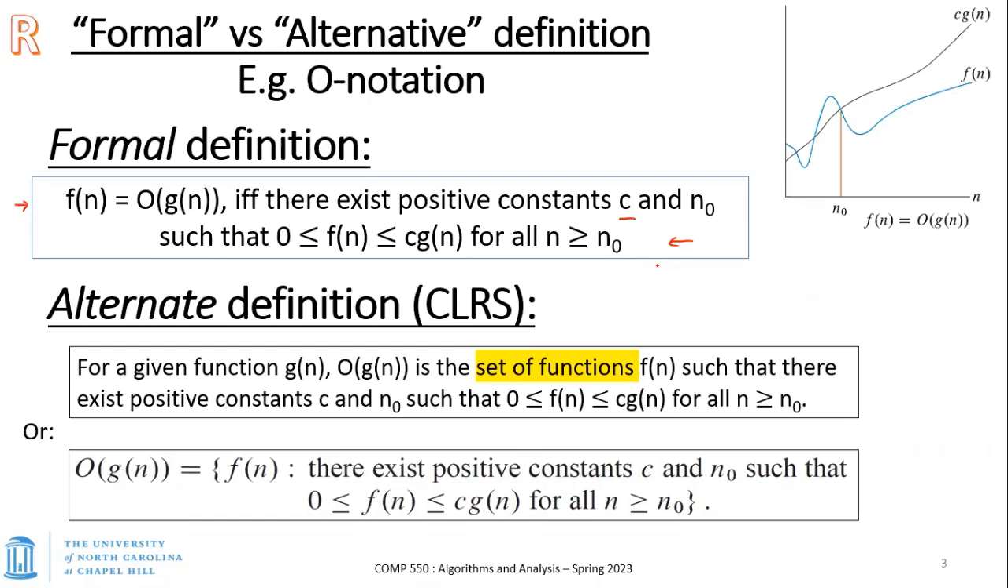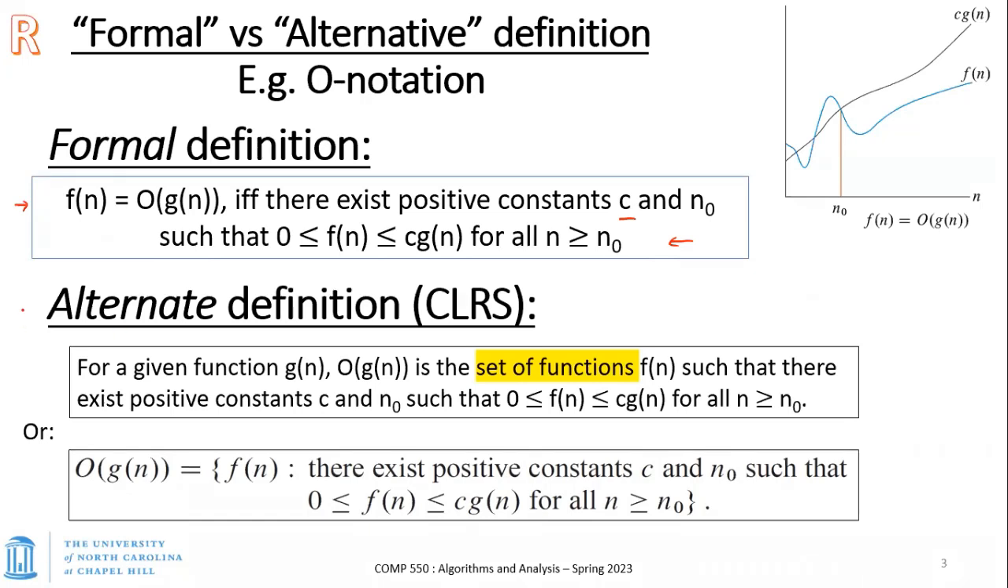So f of n in that case is an element of that particular set, or as we'll just use the equal sign over here, which essentially means the same thing, that f of n is equal to order of g of n, or f of n is an element of that particular set.